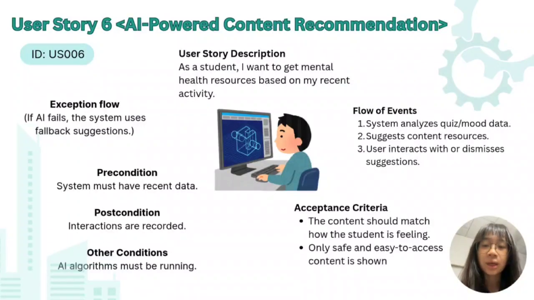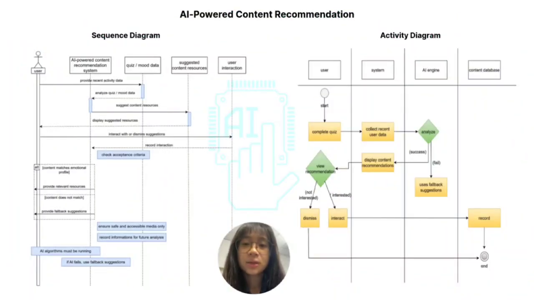Other conditions, AI algorithms must be running. For exception flow, if AI fails, the system uses fallback suggestions. My left-hand side is the sequence diagram for AI-powered content recommendation. First, the student asks the system to get personalized content. The system then sends the student's recent quiz or mood data to the AI engine.